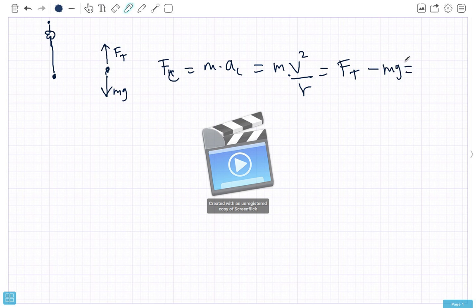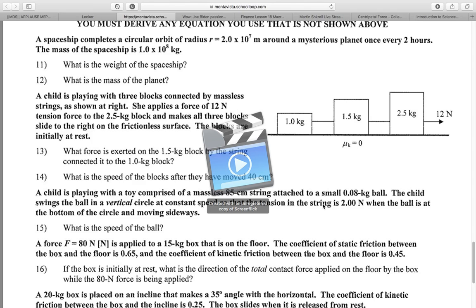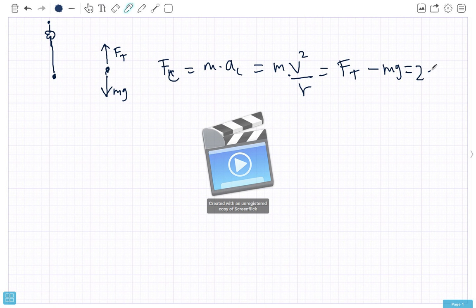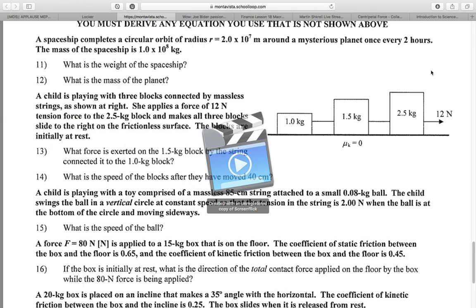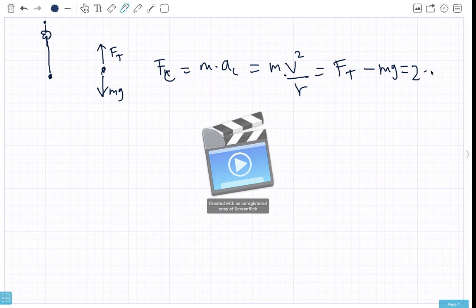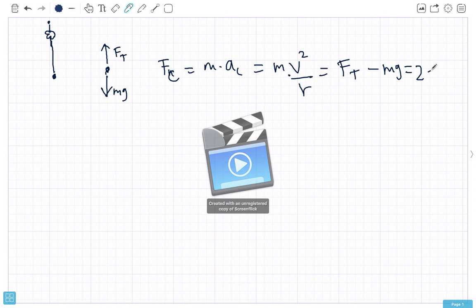And what's that? Well, look at the question. Tension force is 2 minus mass times gravity. The mass of the ball is 0.08, times 9.8, which is 0.784. So 2 minus 0.784 is going to be equal to 1.216. Yay, 1.216 is our centripetal force.